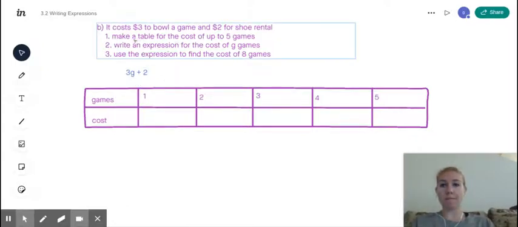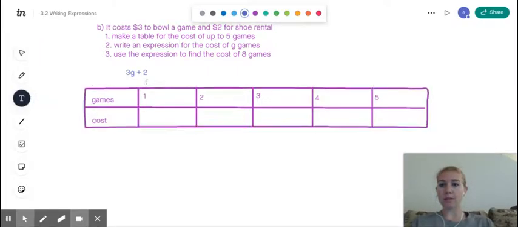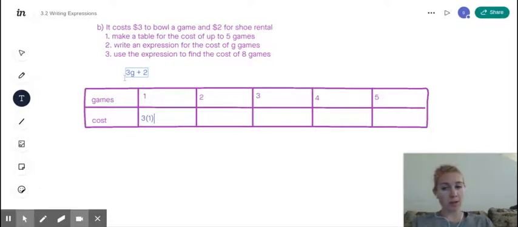Okay, so let's fill out the table for up to 5 games, and then after that, we'll find the cost for 8 games. I encourage you to pause the video and see if you can fill out this table on your own. Okay, so let's use our formula here. So the cost would be 3, and then we're playing 1 game, so parentheses 1. Remember, if we have a number next to a variable, they're being multiplied. And when you replace that variable with a number, like I just did, I replaced 1 for G, then I put the 1 in parentheses. Plus 2. Okay, well, first we would solve 3 times 1, which is 3, and 3 plus 2 is 5. So that would be the cost for 1 game.